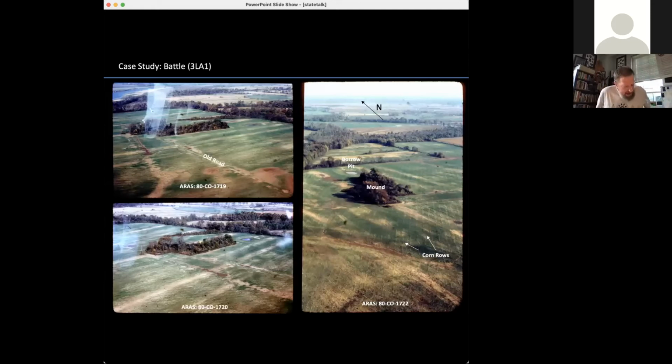So in 1980, as part of the Cedar Grove excavations, oblique aerial imagery was taken at Battle. They were taking imagery of Cedar Grove, and they did this big fly-around to Battle and stuck the camera out the window and snapped a bunch of photos. But in these images, we can see the large tree-covered mound out in the middle of the field, and evidence of a large borrow pit to the north.